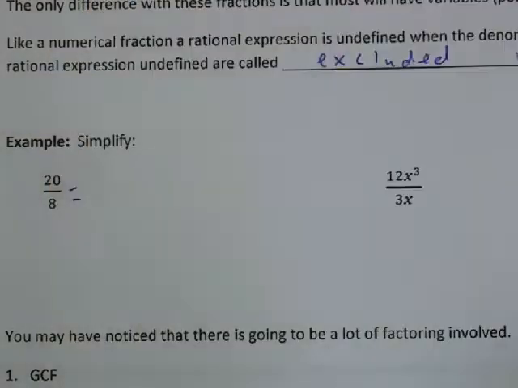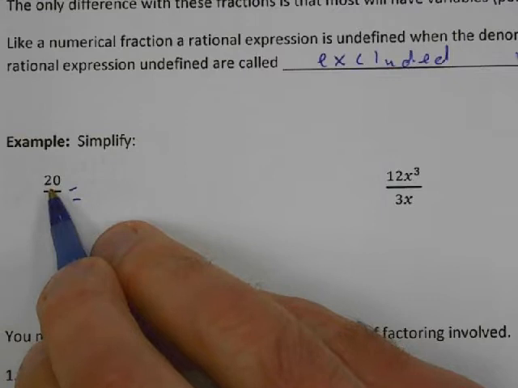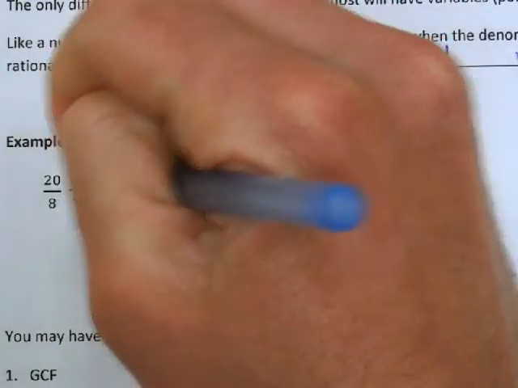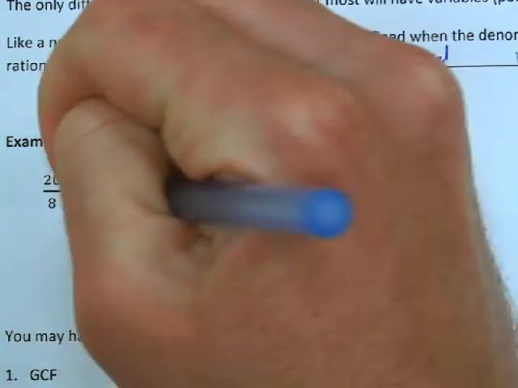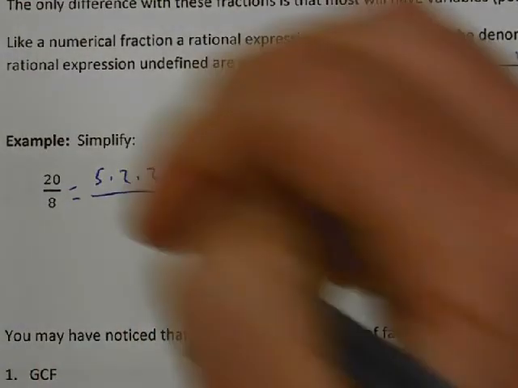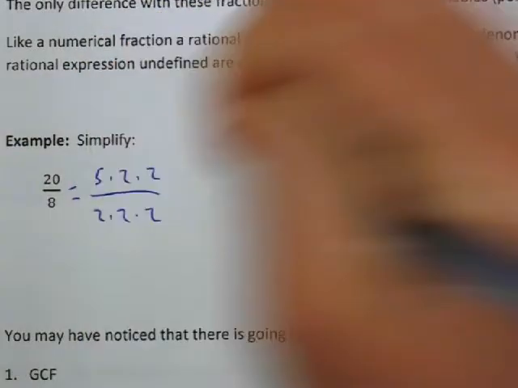Before I start reducing, let's write 20 a different way. Let's see, if I wrote 20 in completely factored form, so if I broke down the number, 20 is 5 times 2 times 2. Okay, so if I completely factor 20, I get 5 times 2 times 2. And then what if we completely factor 8? 8, let's see, that's just 2 times 2 times 2.